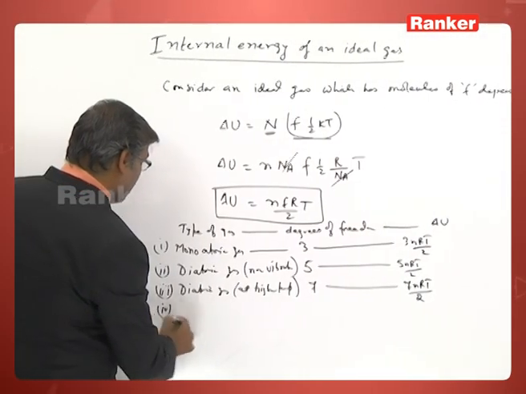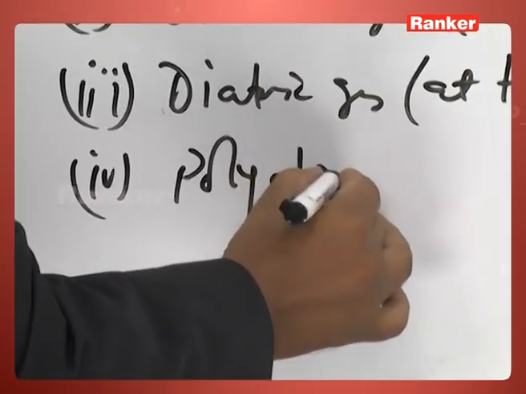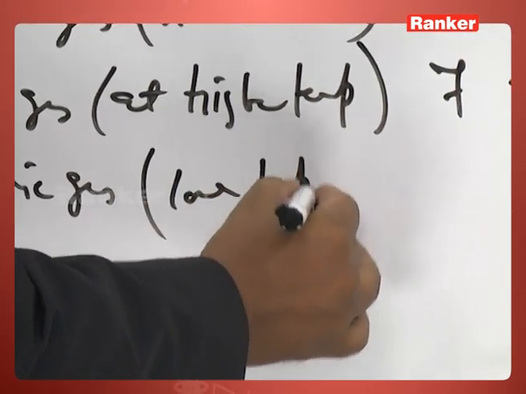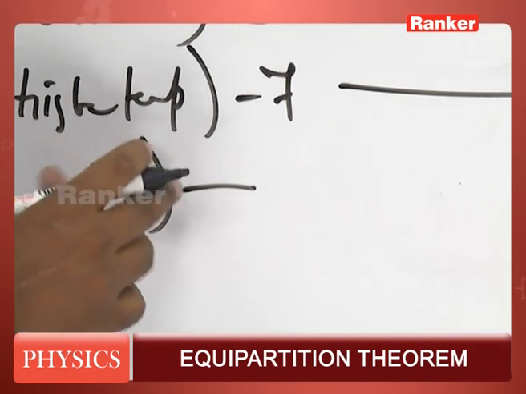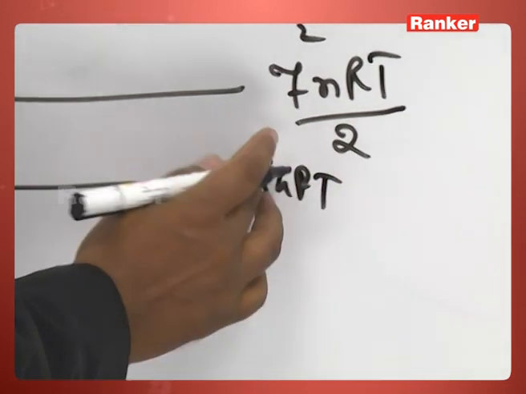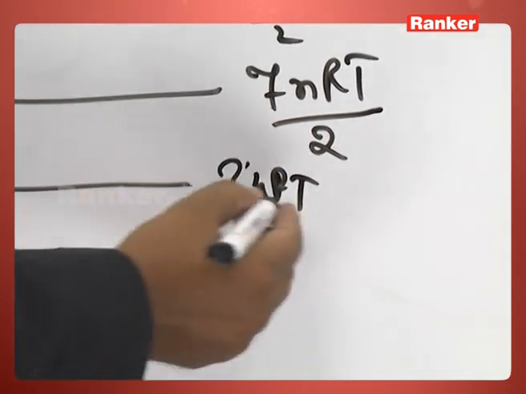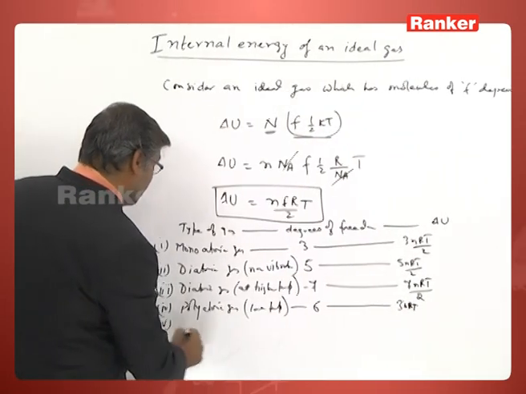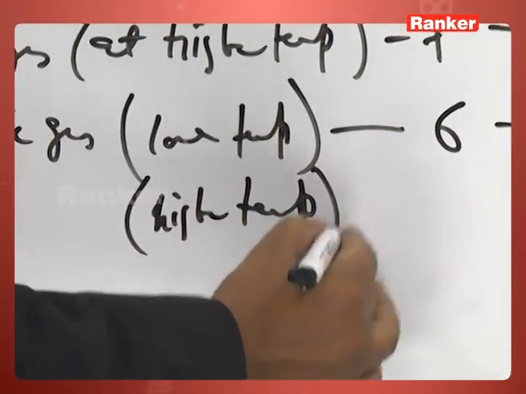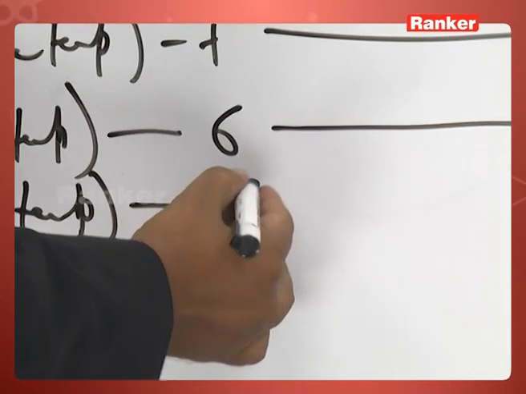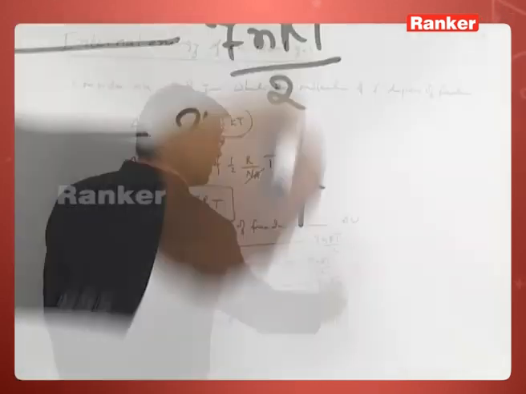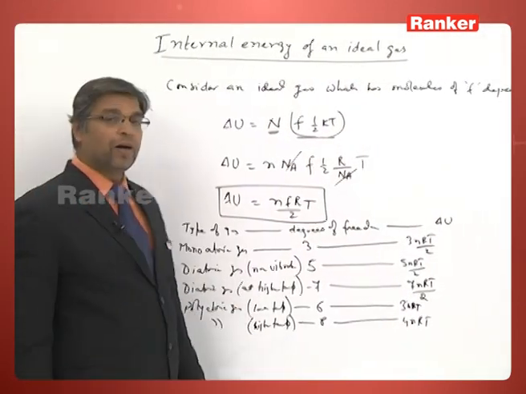Next, a polyatomic gas at lower temperature, that is also non-linear type. Then 3 plus 3, 6, we have 6 nRT by 2, that is, we will write this as 3 nRT. And again if we have a polyatomic gas at higher temperatures, so plus 2, 6 plus 2 is 8, 8 by 2 means 4 nRT. So, these are the internal energies for different types of gases.